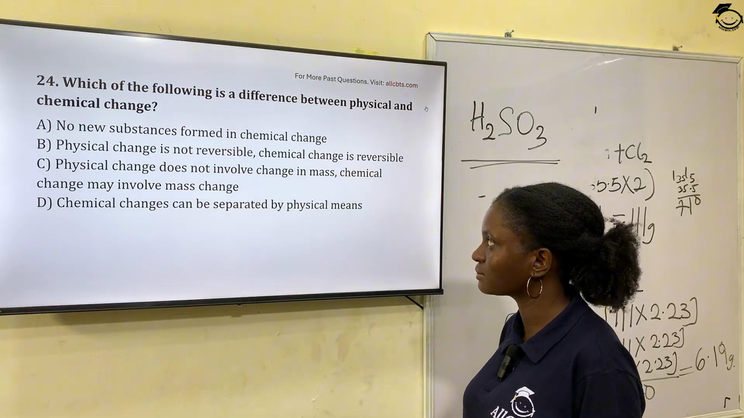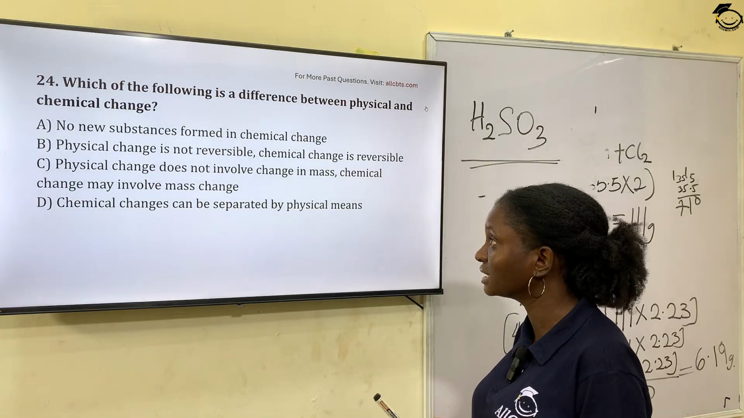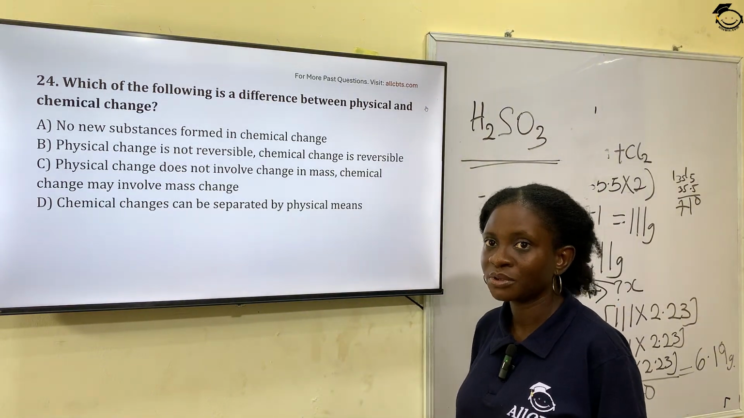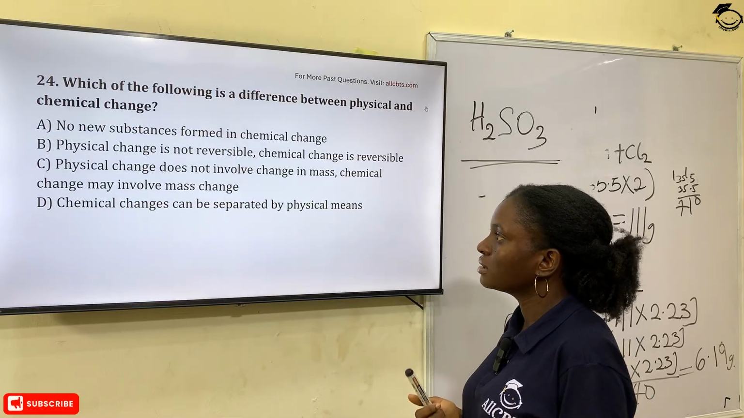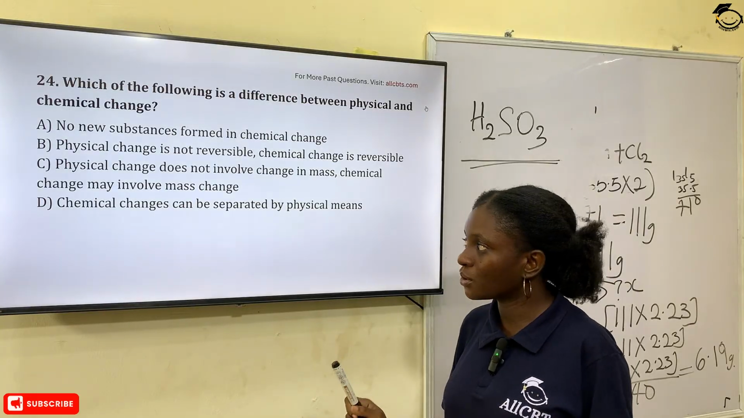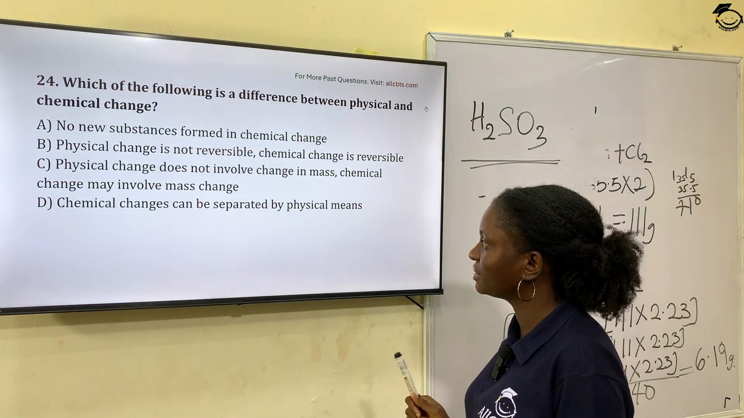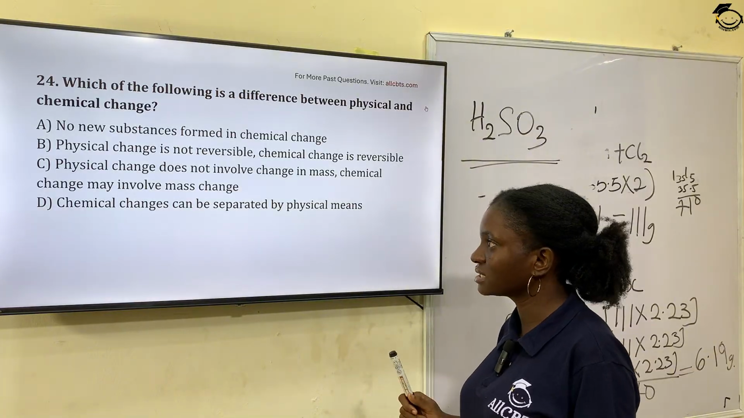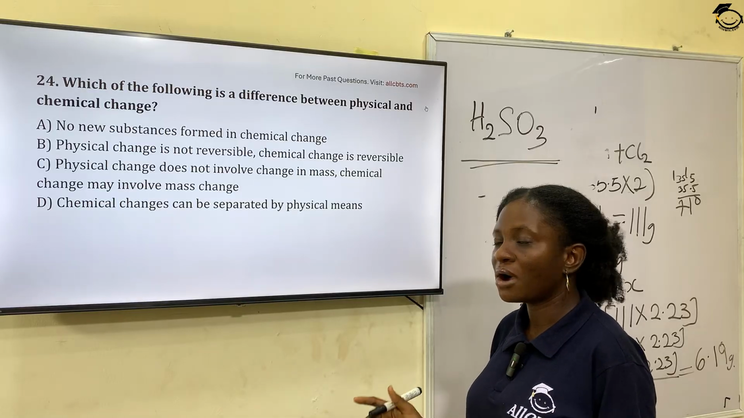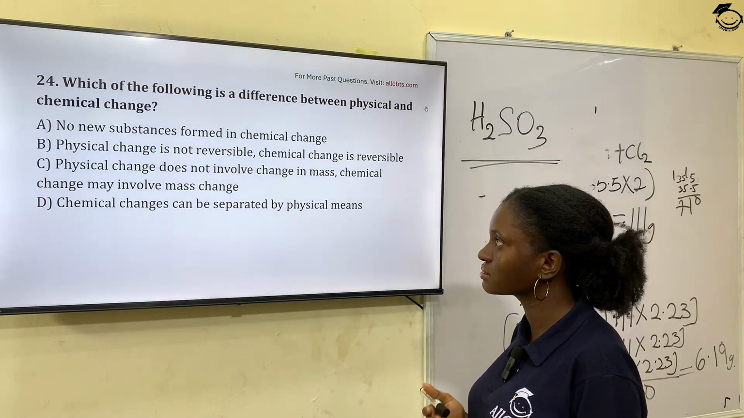Option A, no new substance formed in chemical change. That is not correct. New substances are formed. Option B, physical change is not reversible. Chemical change is reversible. That is not correct. C, physical change does not involve change in mass. Chemical change may involve mass change. D, chemical changes can be separated by physical means. Option C is the correct answer. Physical change does not involve change in mass, while chemical change may involve change in mass. Option C is the correct answer.